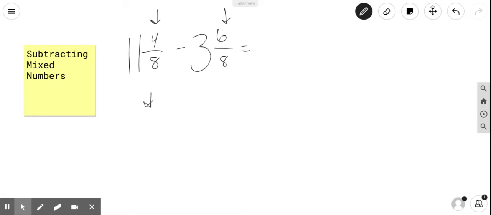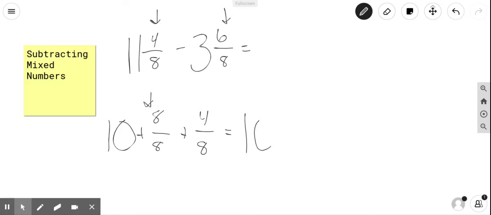The 11 becomes a 10, plus we have to pull out one whole fraction. We're working in eighths this time, so it's going to be 8 eighths, plus we have to add back in that 4 eighths. So that gives us 10 and 12 eighths. Okay. Now that we have a mixed number that has an improper fraction in it, we can bring this number back down and finish our subtraction problem.